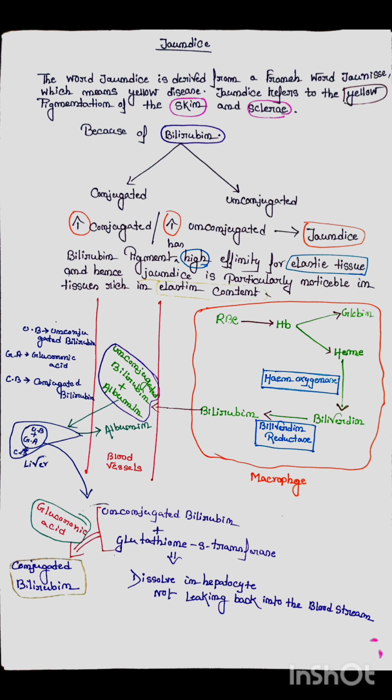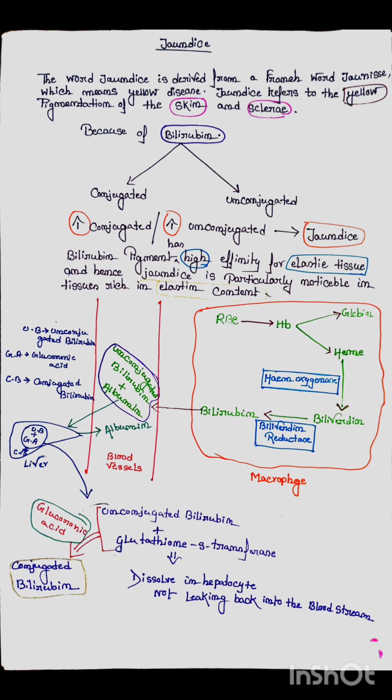So what is jaundice? Jaundice is the yellow pigmentation of the skin and sclera. Why does this yellow color appear in the skin and sclera? What is the reason? The reason is bilirubin. What is bilirubin? Bilirubin is a byproduct of RBC breakdown, which is a yellow pigment.